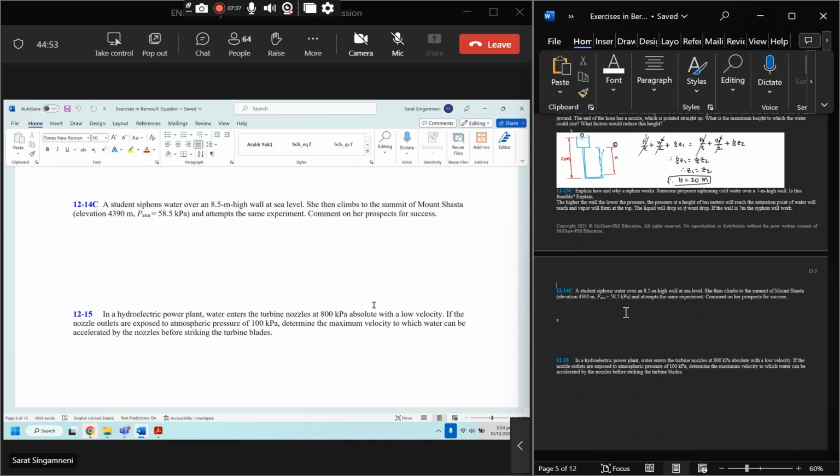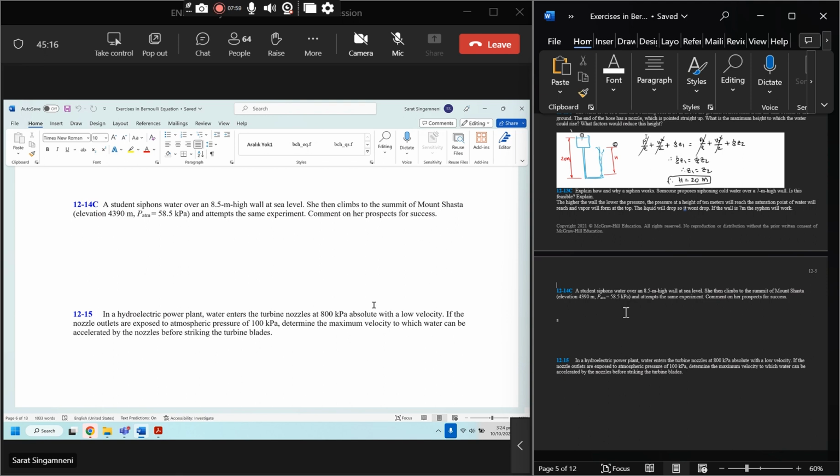She then climbs to the summit of Mount Shasta. I don't know where it is. Elevation 4,390 meters. The atmospheric pressure is almost half, because normal atmospheric pressure at sea level is 101 kilopascals. This is 58, and she attempts the same experiment. Comment on her prospects for success.